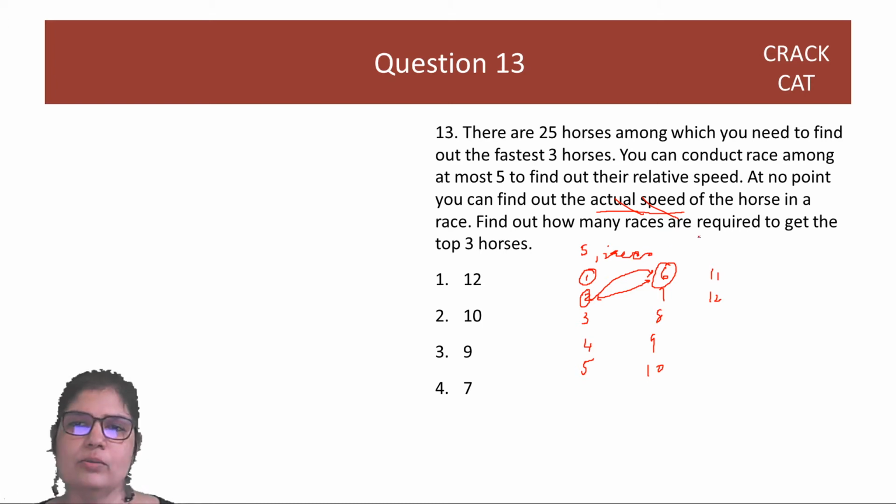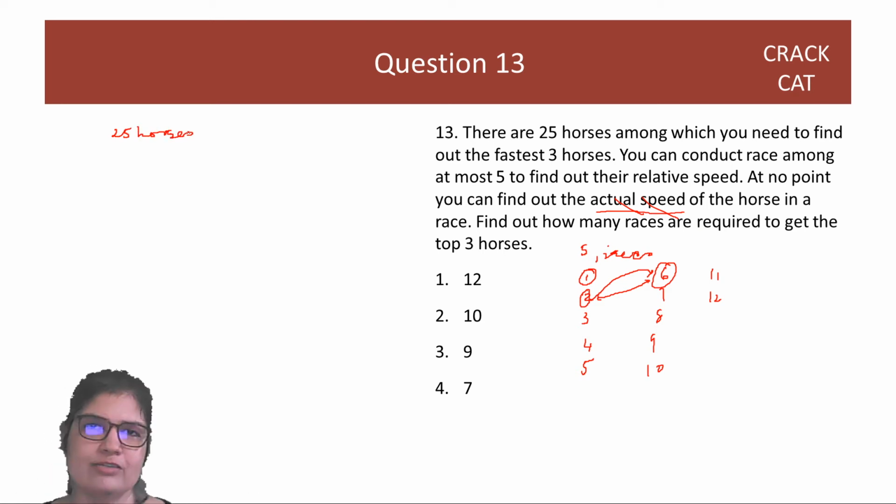So first I have to do 5 races. Until I make all the 25 horses run, it is impossible to rank them. Every horse has to run at least once. So 5 races are done. Correct? Okay. In these 5 races, I have now removed some of the 25 horses.